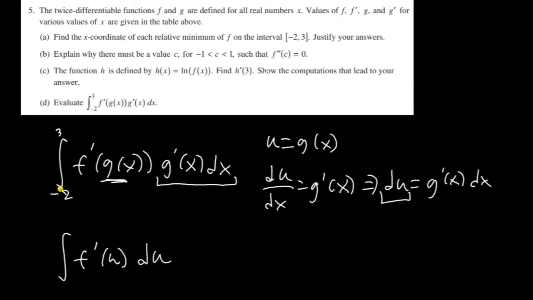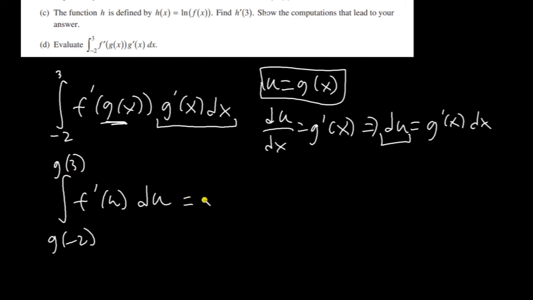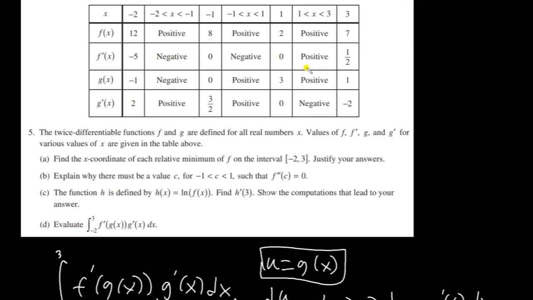And now instead of -2 and 3, I'm going to take -2 and 3 and plug them into x in this expression here. So I'll have g of -2 and g of 3. So if I evaluate this integral, the integral of f prime of u is just going to be f of u, because the derivative and the integral sort of cancel out as per the fundamental theorem of calculus, so we're just left with f of u.